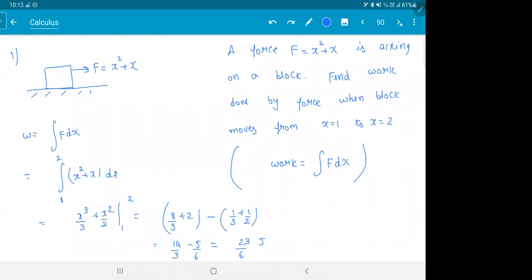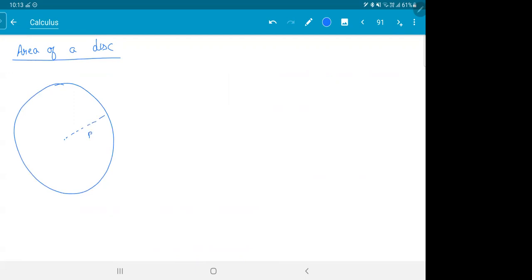Next thing, turn the page. Area of a disk. Do you know area of a disk? What is the area? Pi r square, right? How did we get that?